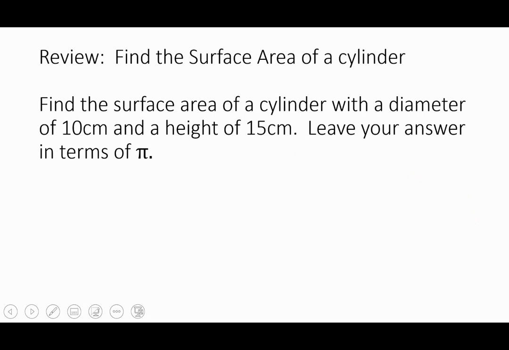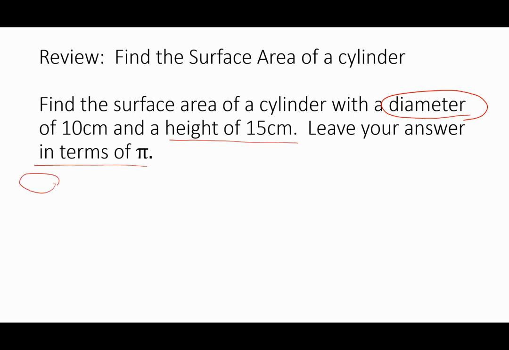So the review. Find the surface area of a cylinder. In the surface area of a cylinder, we have some keywords. We have the diameter of 10 centimeters and the height is 15 centimeters. And then this is the part I want to bring out today in terms of pi. Whenever we have round values, we always have the term pi. So let's draw our cylinder.